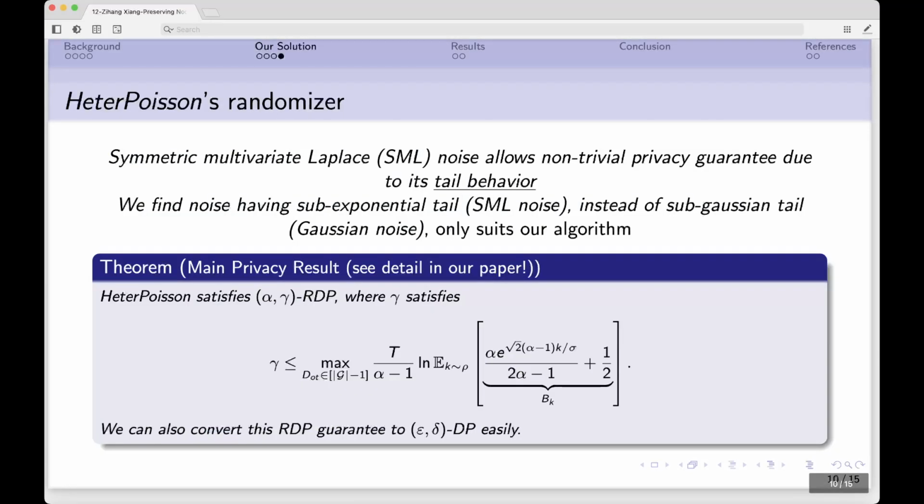And this is the randomizer. The randomizer adds symmetric multivariate Laplace noise instead of Gaussian to ensure DP. We detail this in our paper. This is because of the tail behavior of such noise. Specifically, we find that only noise with a sub-exponential tail, instead of a sub-Gaussian tail, suits our algorithm. So combining them systematically, we have a final privacy guarantee. It is in Rényi DP form, but converts to approximate DP easily.